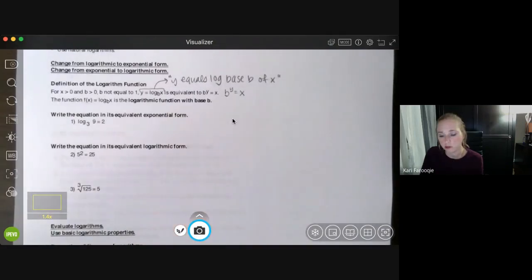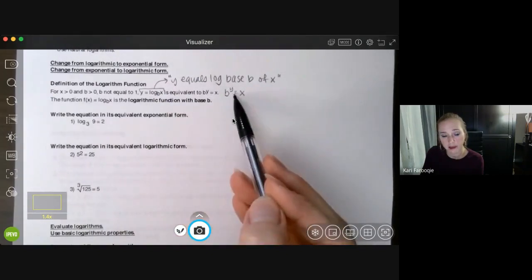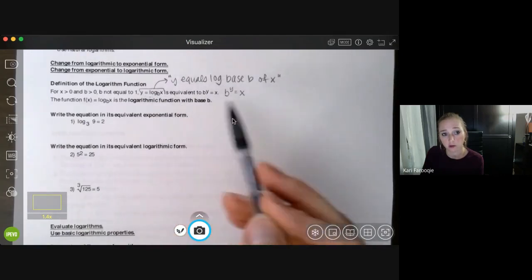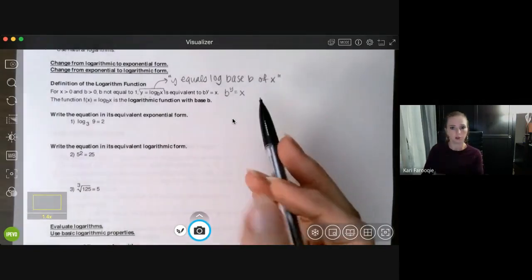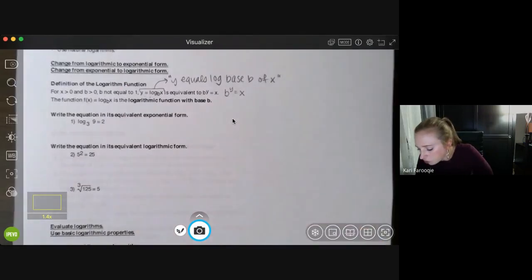You're going to need to work back and forth between this definition and that one. We're going to be going back and forth between these throughout the chapter, so it's really important that we can convert from one to the next. We're going to spend some time converting just to make sure that it makes sense, but you're going to be using it a lot. The function f of x equals log base b of x is the logarithmic function with base b.